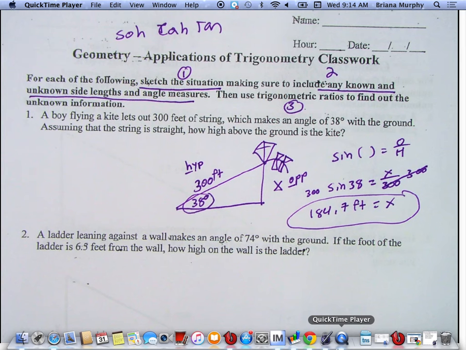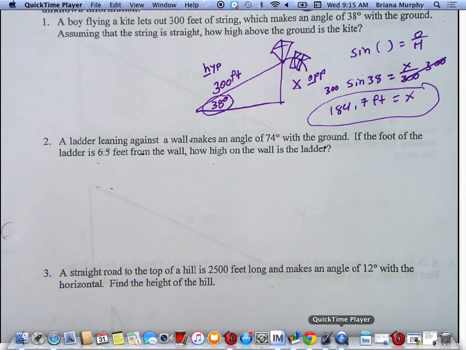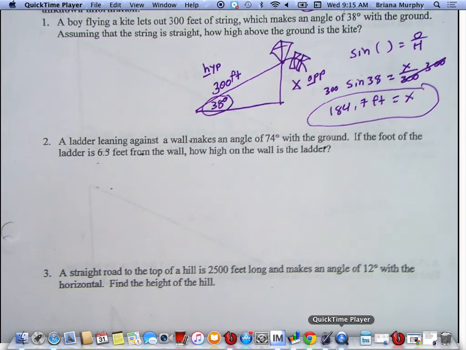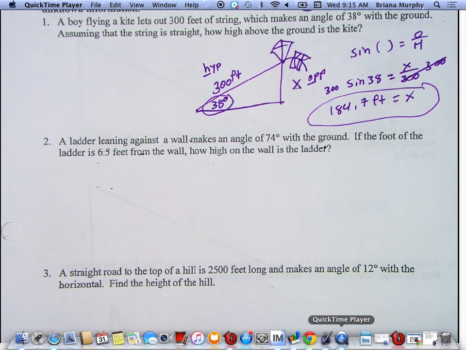I want you to draw the picture on your own as I'm reading it to you. And label the angle and feet, whatever it's given. That's all I want you to do. And then I'm going to walk around and check. A ladder leaning against a wall makes an angle of 74 degrees with the ground. If the foot of the ladder is 6.5 feet from the wall, how high on the wall is the ladder? Draw that picture.